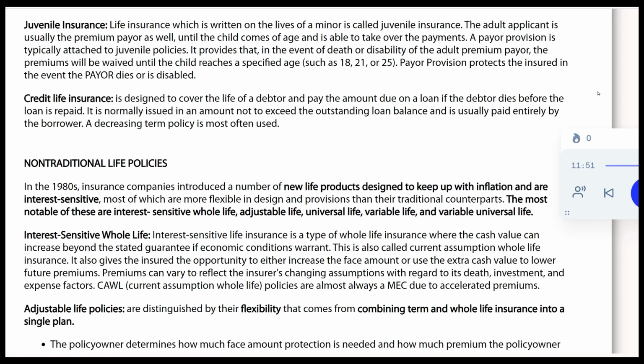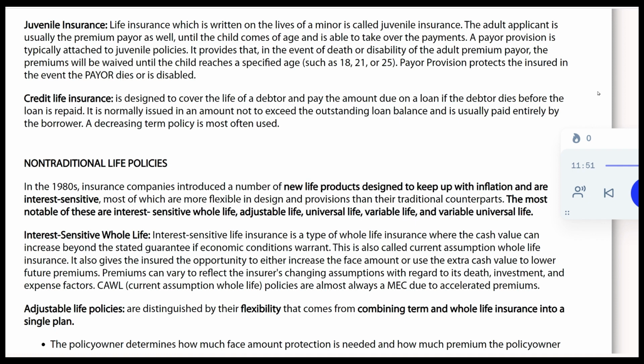Interest-sensitive whole life. Interest-sensitive life insurance is a type of whole life insurance where the cash value can increase beyond the stated guarantee if economic conditions warrant. This is also called current assumption whole life insurance.